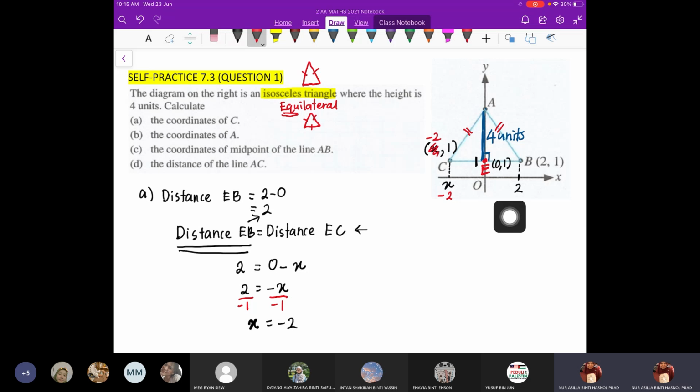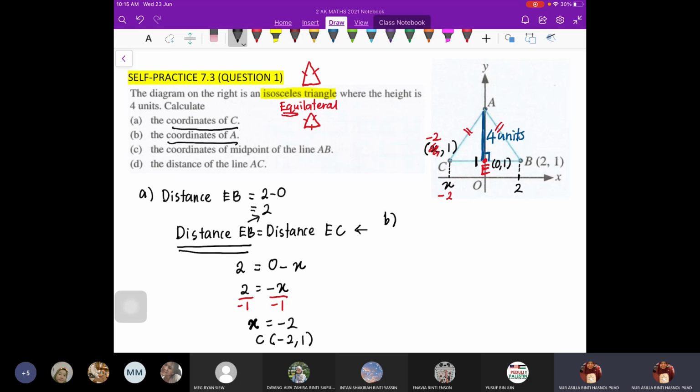Right, so done. Bukannya done lagi lah. Coordinate of C you have to write down. So C is negative 2, 1. Okay, baru siap. Sebab the question asks you for coordinate of C. Okay, let's look at coordinate of A, B.